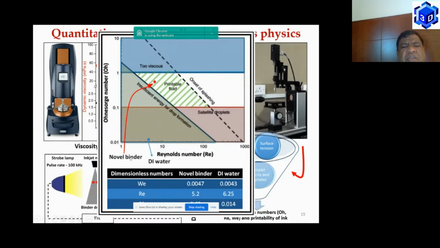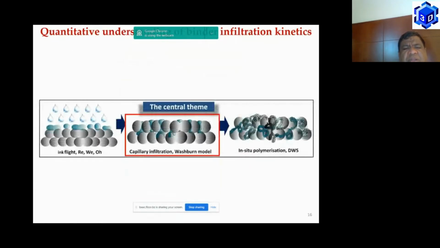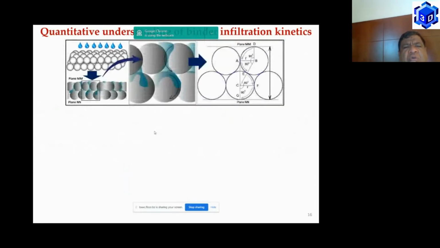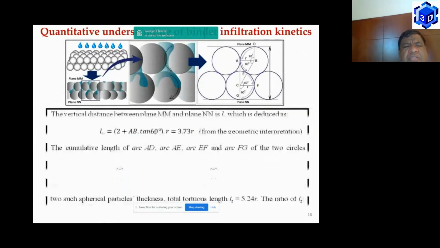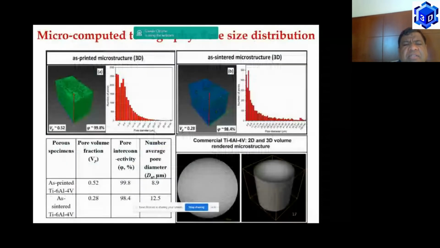Whereas if you use deionized water in this particular case, then it is not in this printable fluid region. So this makes us validate further the properties of this particular binder formulation, and how that binder, when it is interacting with this titanium 6 aluminum 4 vanadium powder particles, is able to help us obtain the robust microstructure.